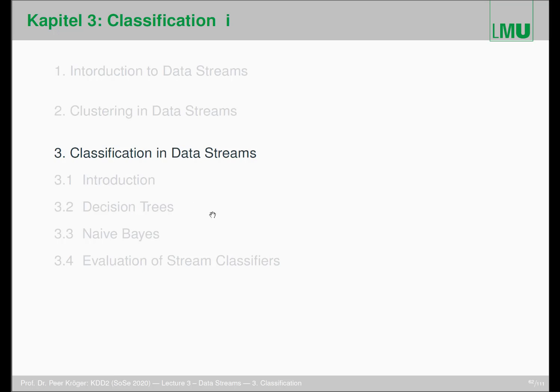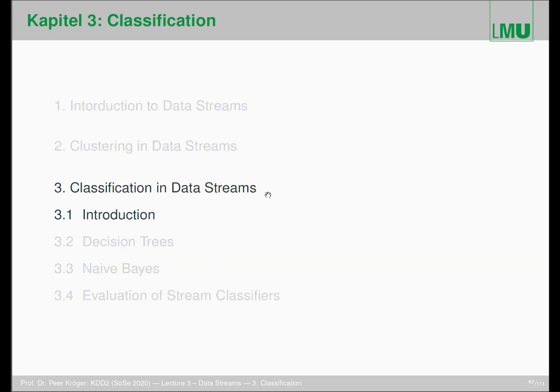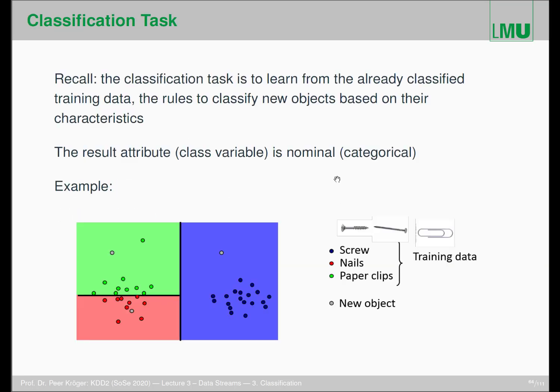One is based, or several approaches actually are based on decision trees. So we'll have a look at those approaches, and we'll have a look at how to use naive Bayes also for data streams. But as I said before, we start with an introduction. So just to recall, I think we can do that quickly.